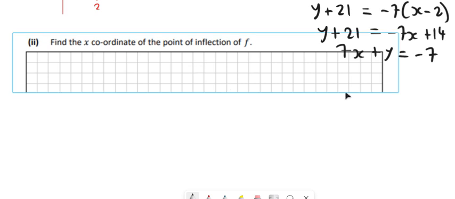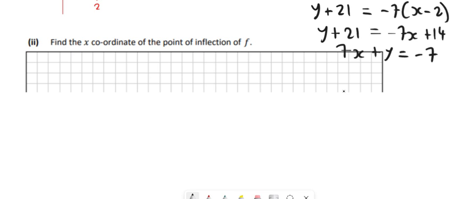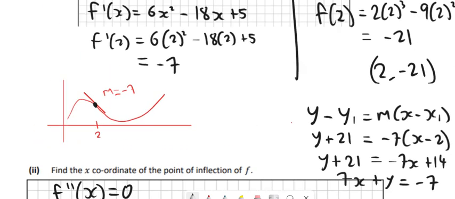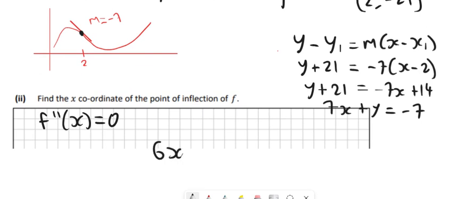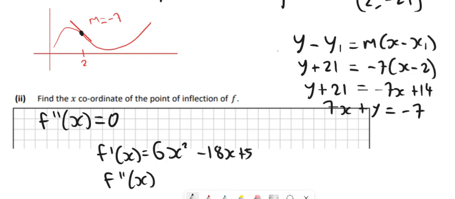Now find the x coordinate of the point of inflection of f. To get the point of inflection, we're going to get the second derivative, f dash dash x, let it be equal to 0, and then solve for x. That's how you get the point of inflection. So f dash x is 6x squared minus 18x plus 5. I've already found that in the first part, so I don't need to differentiate it once again, but I need to do it for the second time. So I'm going to differentiate that again. So that's 12x minus 18.